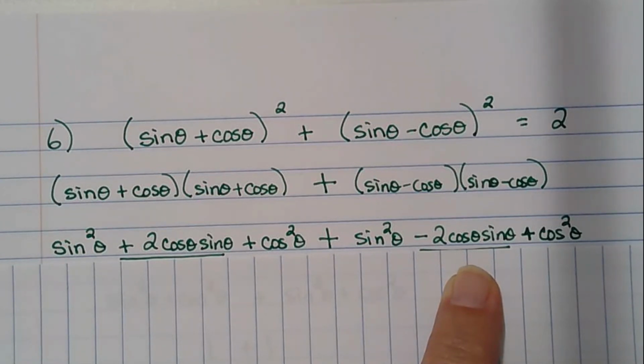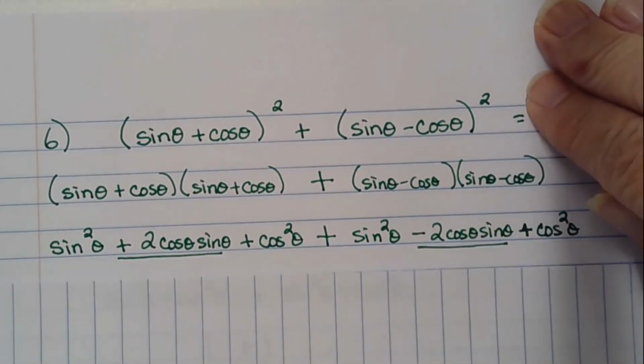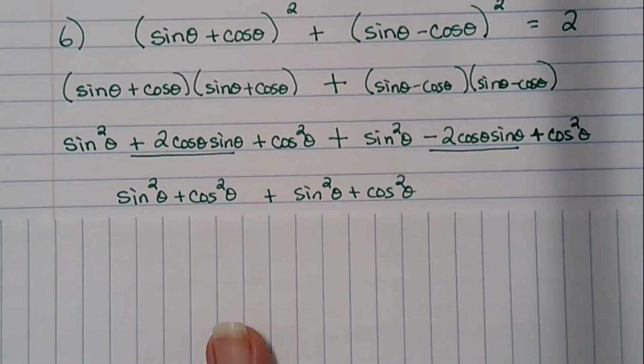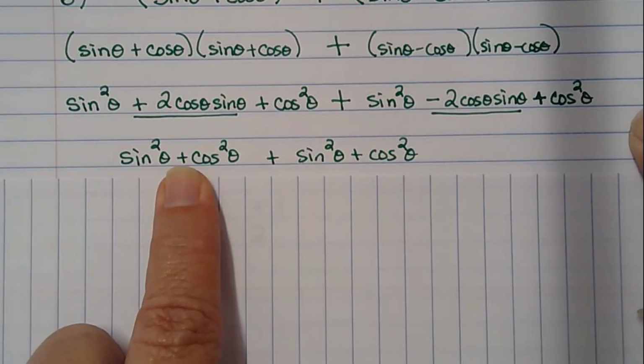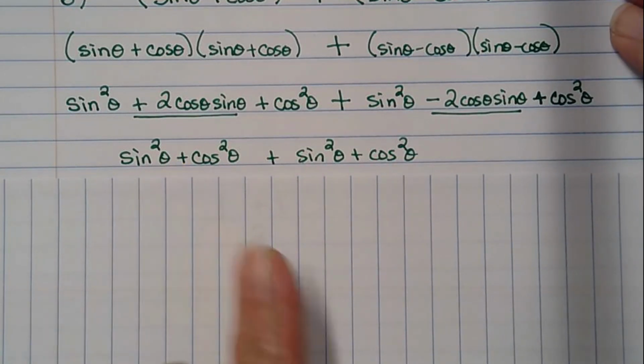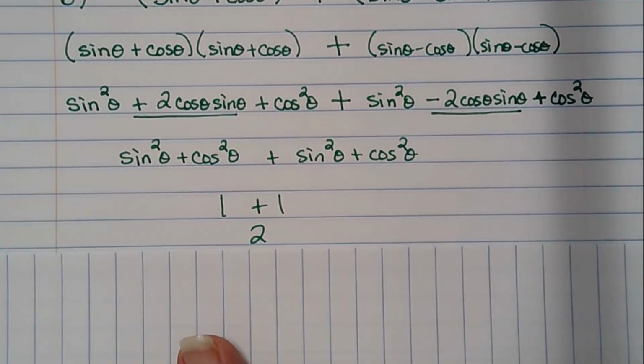Now that I've carried out all of that multiplication, do you see I have 2 terms here and here, and they are opposites of each other. So those are going to add to 0. And then I'm going to bring everything else down. And so I have a sine squared theta plus cosine squared theta and another sine squared theta plus cosine squared theta. Well, each one of these sine squared theta plus cosine squared thetas is equal to 1 by the Pythagorean identity. So then I have 1 plus 1, which is 2, which is what I was trying to prove.